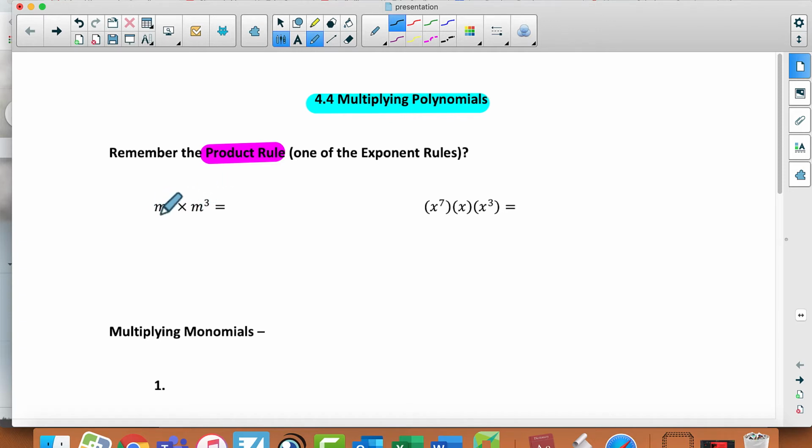Oh, these are two powers with the same base. And if you're multiplying, what do you do? You keep the base the same, and you add the exponents. So 6 plus 3, you end up with m to the 9th.